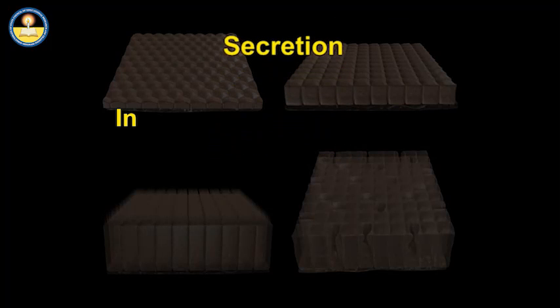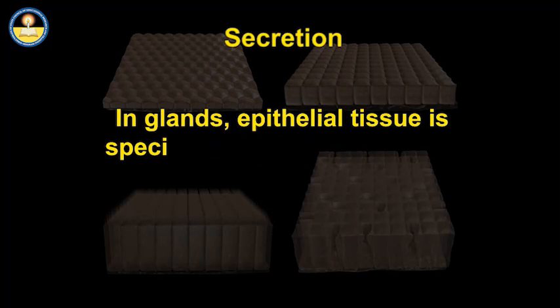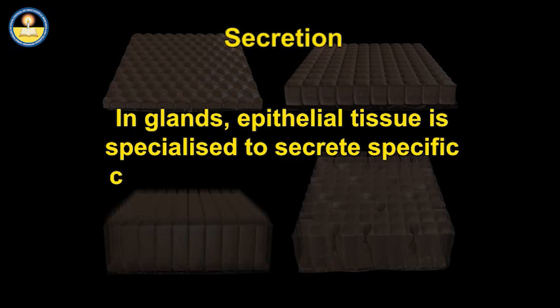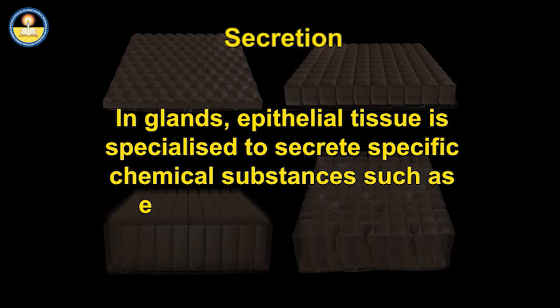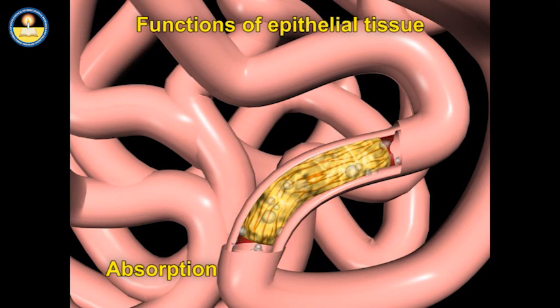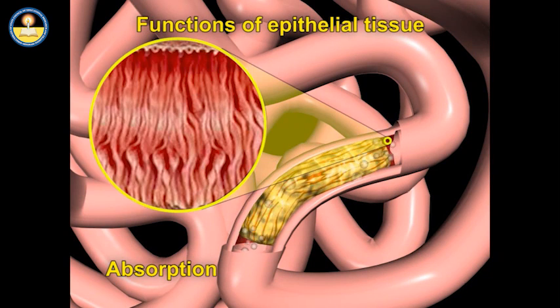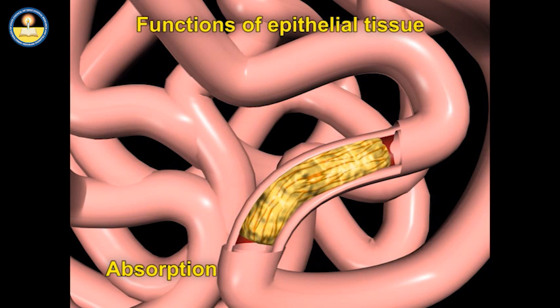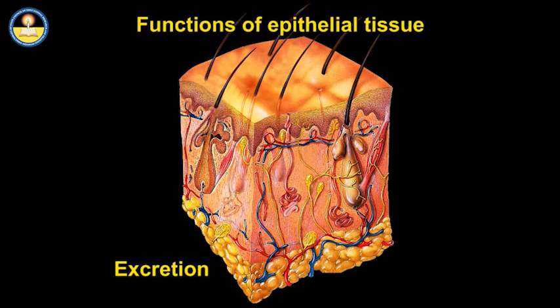Secretion. In glands, epithelial tissue is specialized to secrete specific chemical substances such as enzymes, hormones, and lubricating fluids. Absorption. Certain epithelial cells lining the small intestine absorb nutrients from the digested food. Excretion. Sweat is also excreted from the body by epithelial cells in the sweat glands.